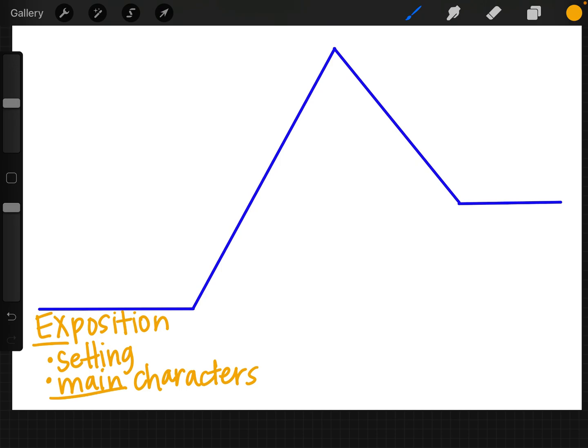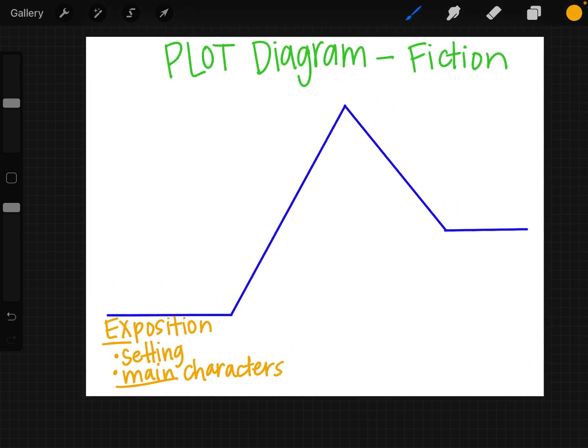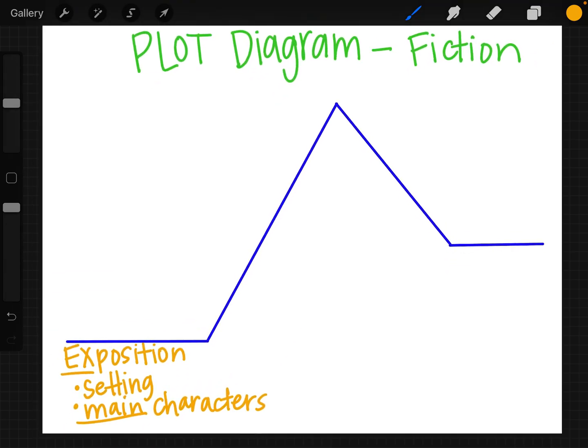Now, after the exposition, the setting may change periodically, but you will at least have a good understanding of where this story is taking place for the main character, okay? Whether it be a city, like a broad type setting, or a very specific narrow setting like a school building or a park bench, that type of thing.